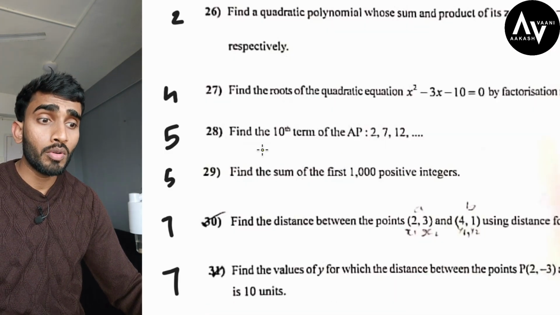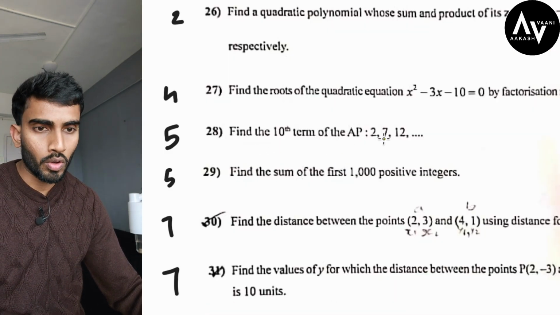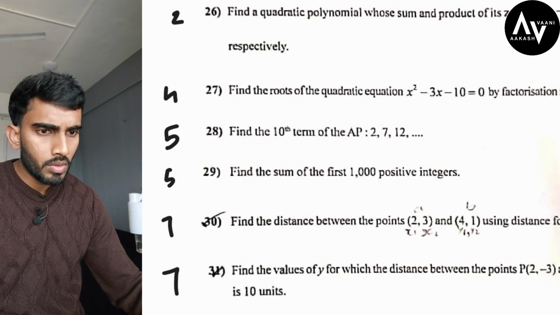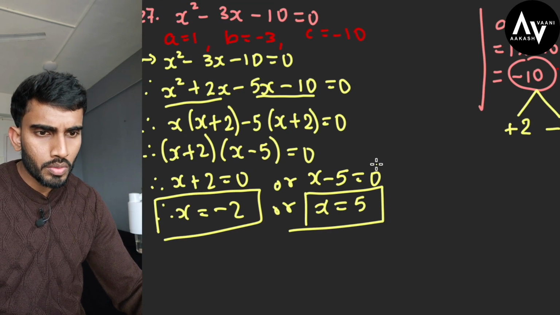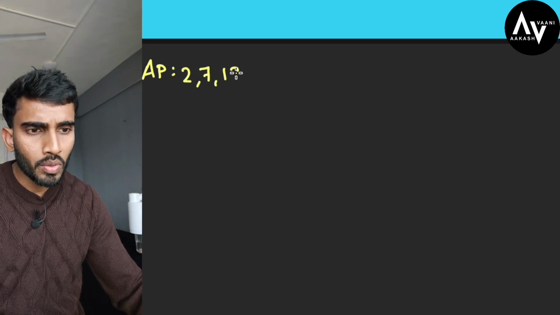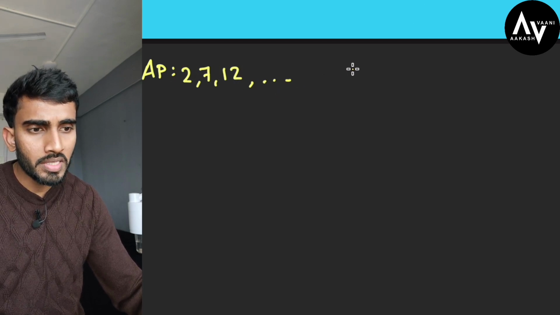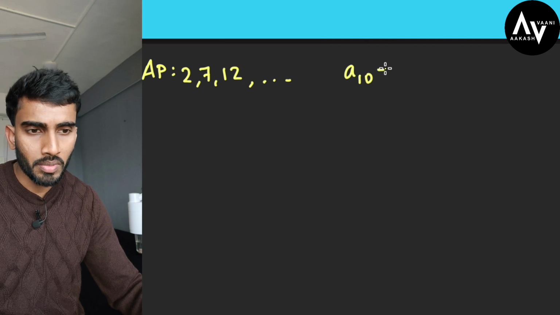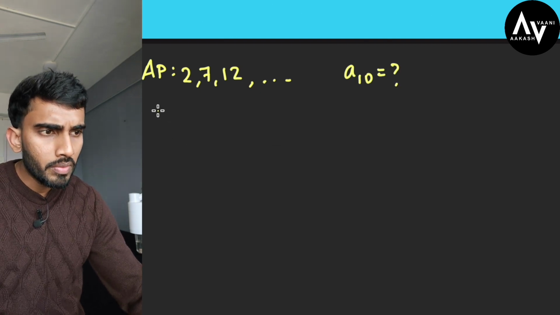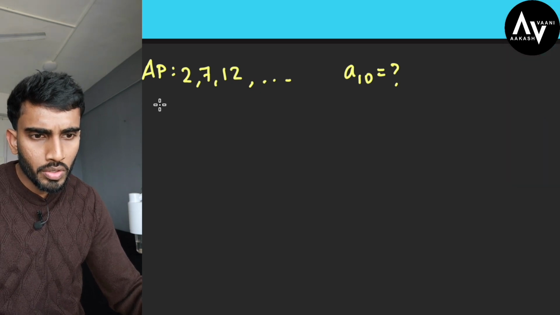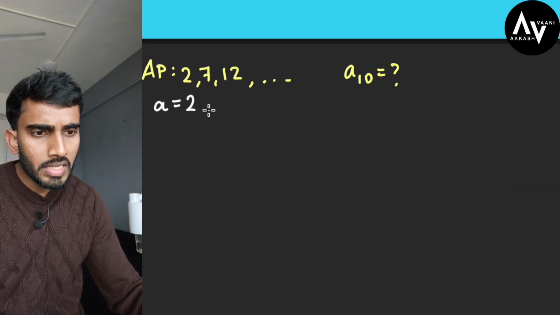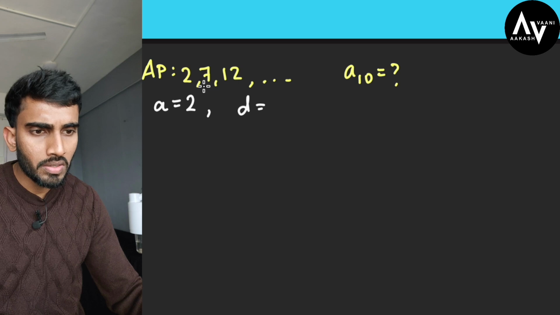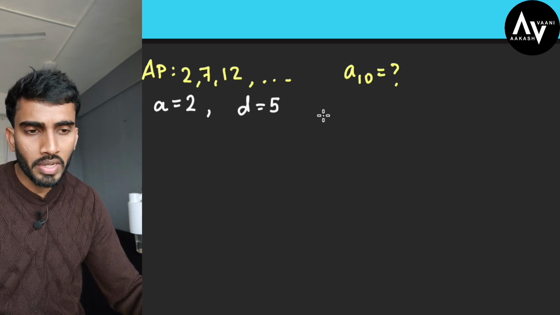Find the 10th term of the AP 2, 7, 12 and so on. So AP is 2, 7, 12 and so on, and we have to find out the 10th term, that means A10. A10 is equal to question mark. Now here we can see that our value of A is 2. The difference D is 7 minus 2, that is 5, and we have to find out A10.